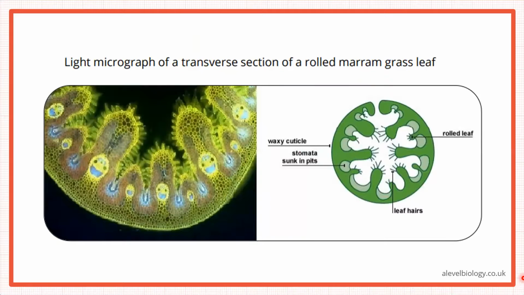This is another diagram that you can see. This is a light micrograph of a transverse section of a rolled Marram grass leaf. So here you can look at, they've shown you the rolled leaf here. Then leafy hair, sunken stomata, and a waxy cuticle. So you can see, these are the leafy hair that you can see.